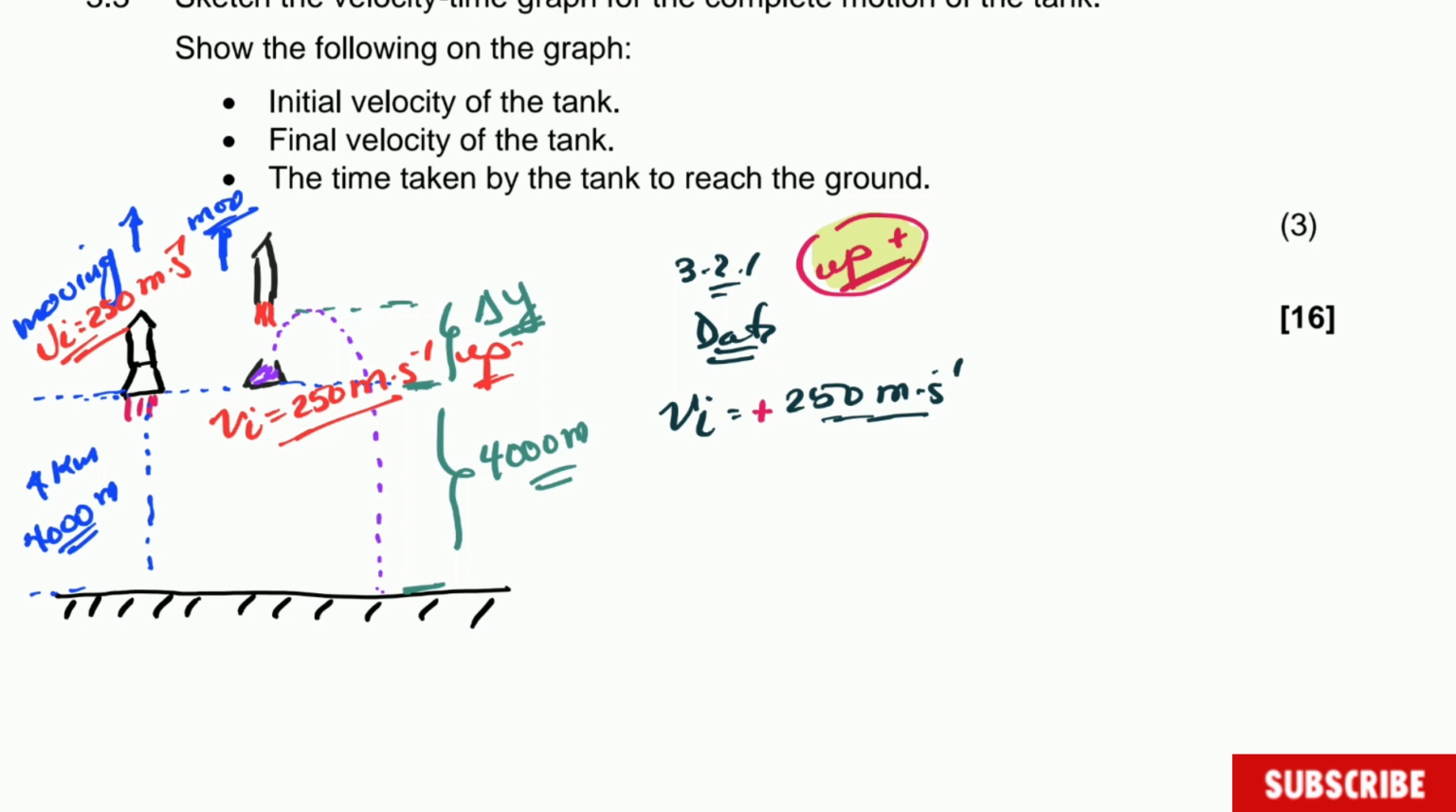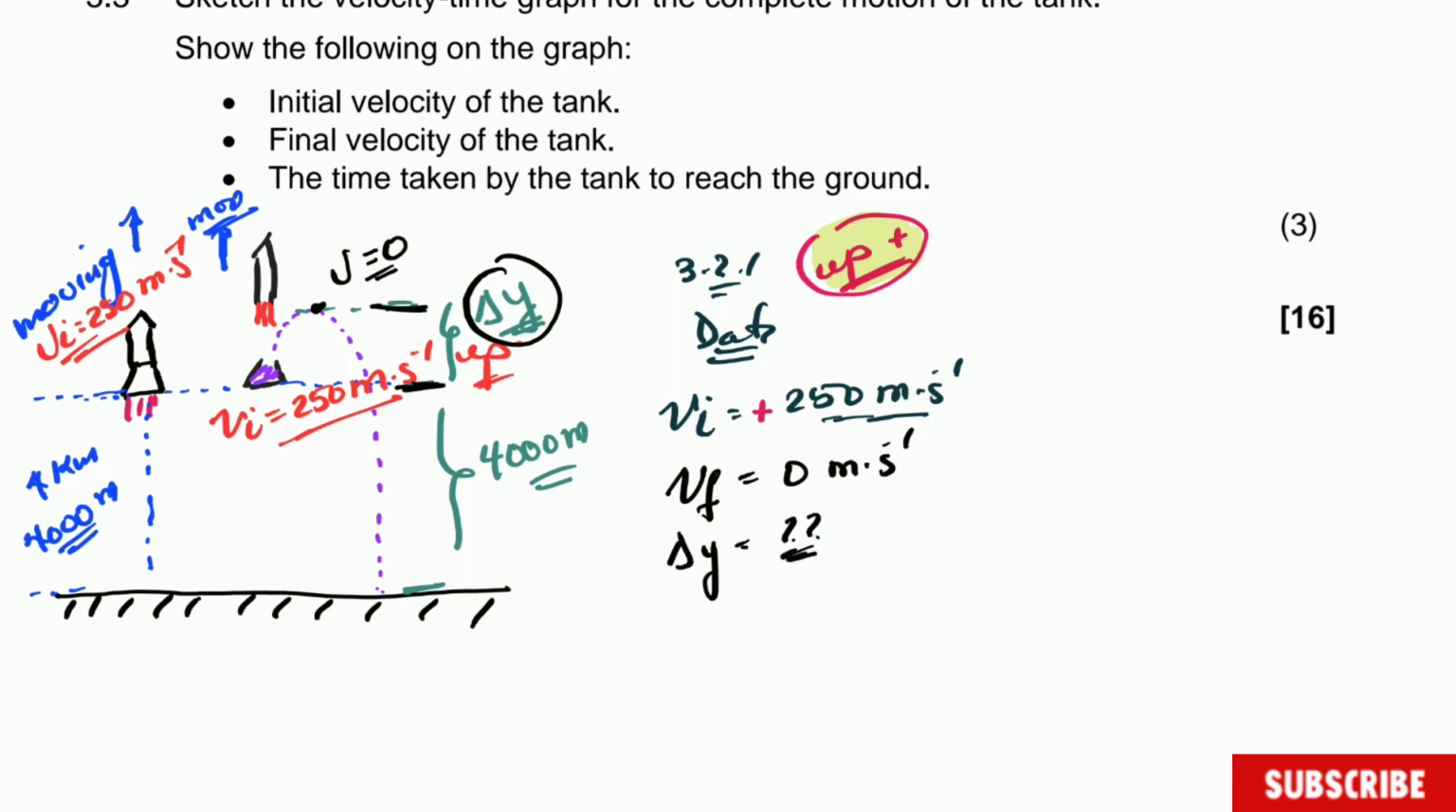What other data do I know? When the object is at this specific point, which is the maximum height, the velocity is going to be equal to 0. So I'm going to write it here: the final velocity is equal to 0 meters per second. Guys, remember I'm working from there to there, to calculate that delta y. So delta y is going to be a question mark for now. We don't have the time. We also have the acceleration due to gravity, which is 9.8 meters per second squared, but because it is down and up is positive, the acceleration due to gravity is going to be negative.